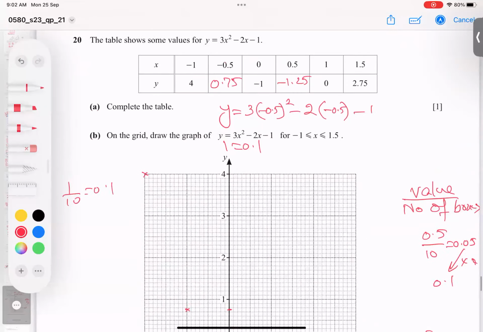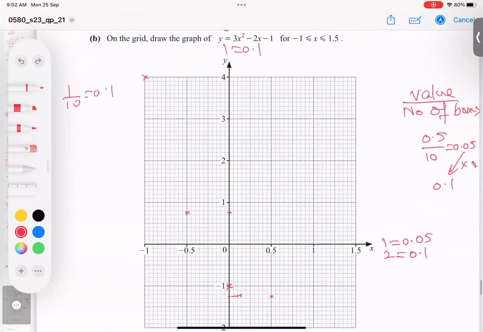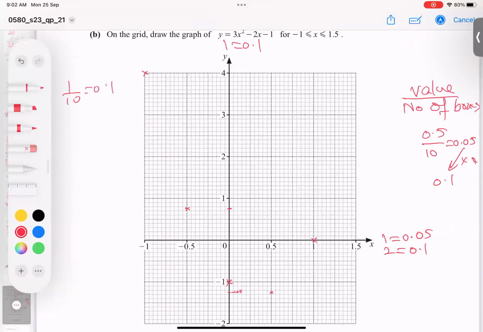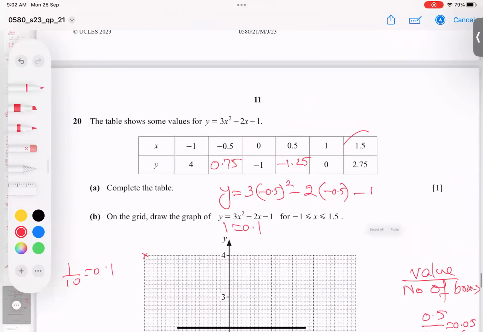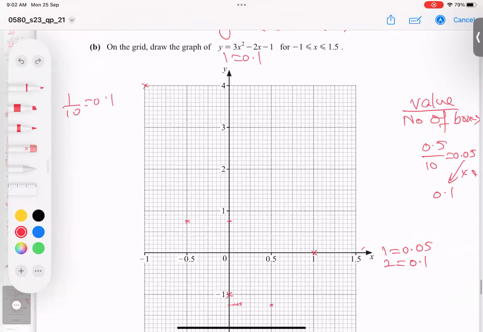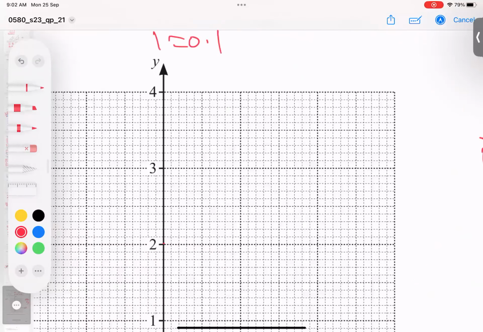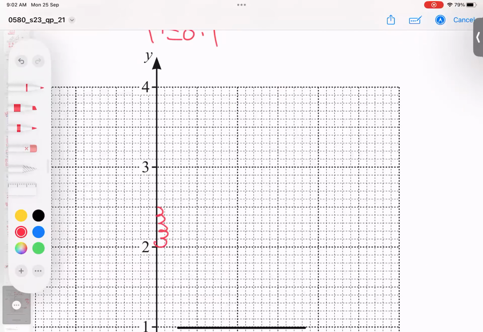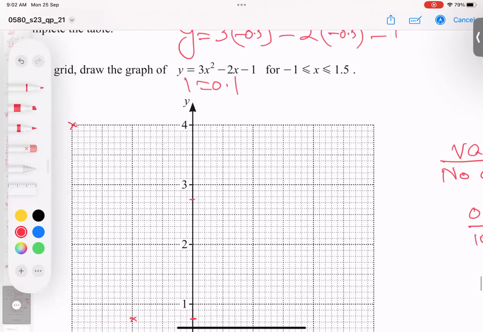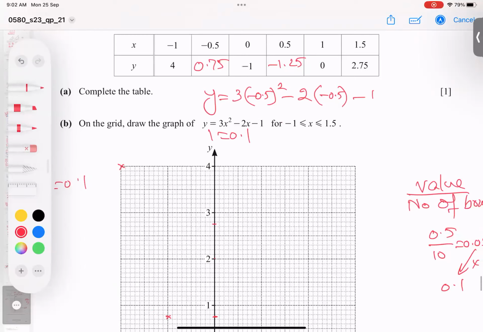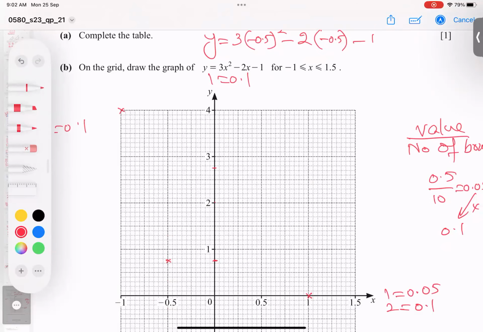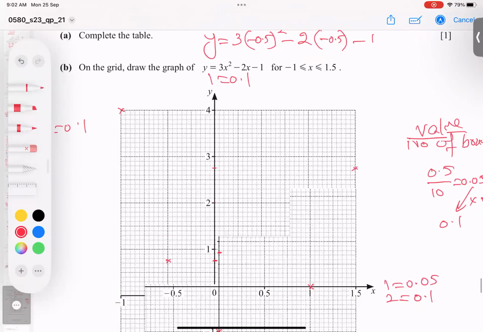So let's go for the next. X is 0, y is 1. X is 0, y is 1, here. Okay. The last point is 1.5, 2.75. 1.5 is here, and 2.75, let's find. So look here: 2.1, 2.2, 3, 4, 5, 6, 7. 2.75 is somewhere here. Okay, so all points are clear.